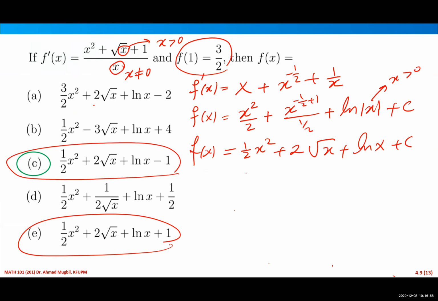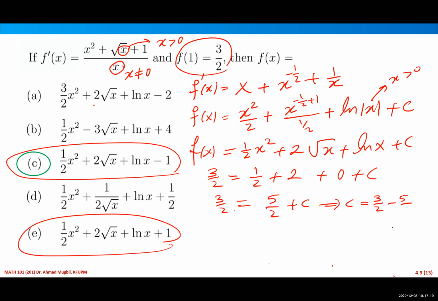Now use this condition, Shabab. When x is 1, what will you have here? You will have a half plus 2 plus what is ln 1? ln 1 is 0, plus C. And what is f at 1? f at 1 is 3 over 2. Now this will equal 5 over 2 plus C, equals 3 over 2. This means that C equals 3 over 2 minus 5 over 2, which is negative 2 over 2, which is negative 1. So this is the right choice. They are the same, just here it is minus, here it is plus 1.